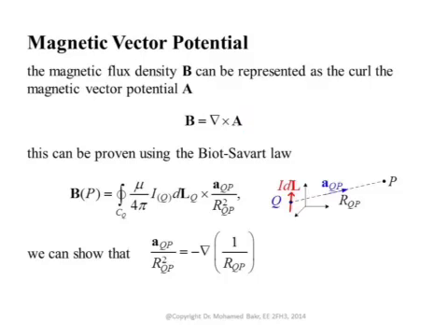I will follow the same derivation that's in the book of Sadiku, about how to get this starting from the Biot-Savart law. We know from the Biot-Savart law that the magnetic field H at any point is equal to the integration of I dl cross R over 4 pi r squared. This is the expression for the Biot-Savart law.